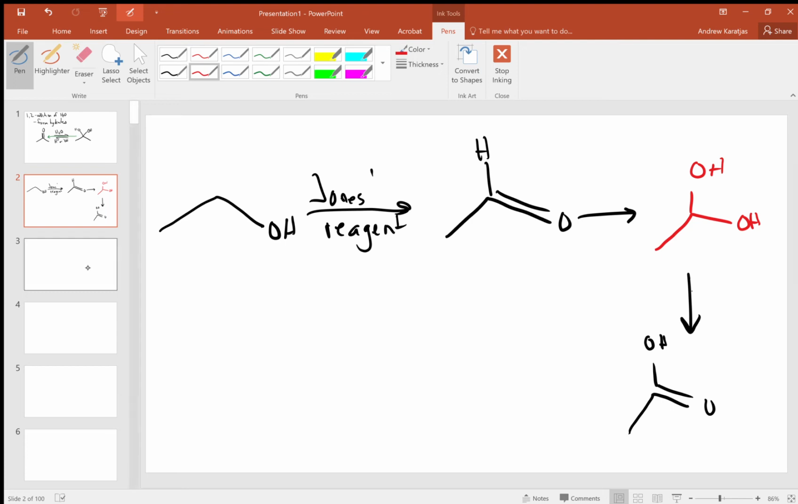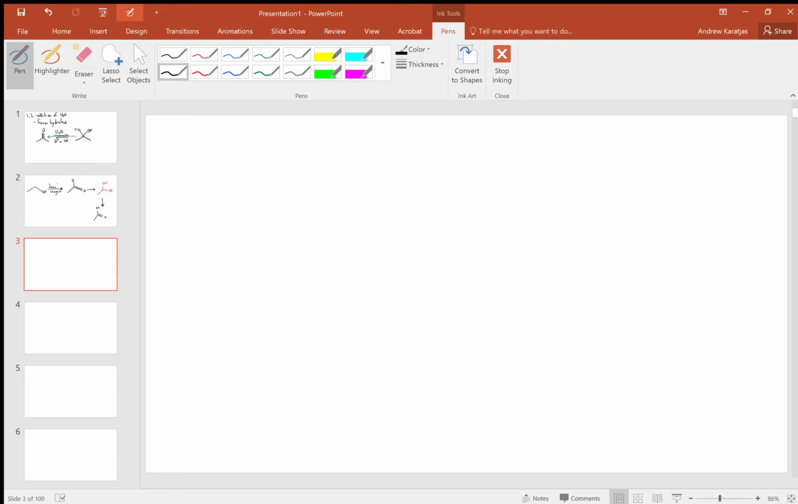How does it work mechanistically? Well, mechanistically, again, it's going to depend on whether we're under acidic or basic conditions. But in a lot of ways, the only difference in those two mechanisms is the order of the steps. So if we're under acidic conditions, as with most reactions of carbonyls under acidic conditions, the first thing we do is protonate the carbonyl.